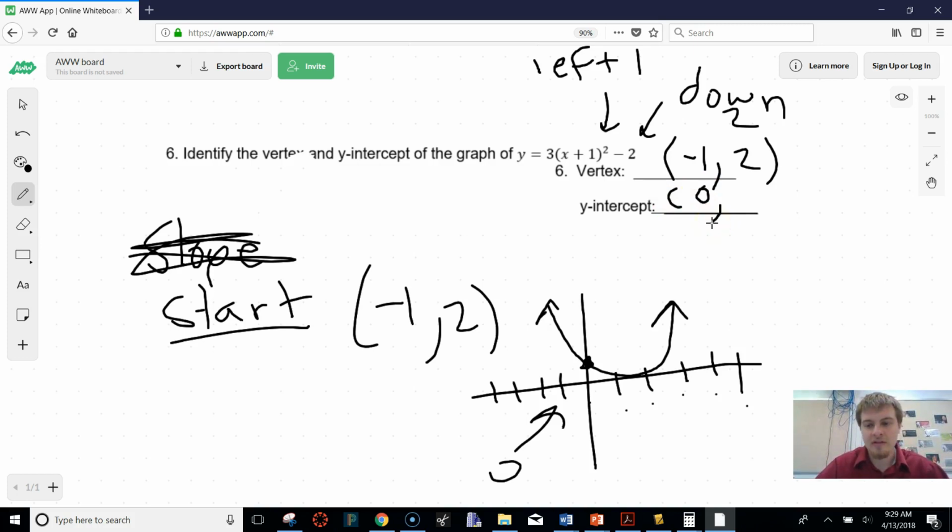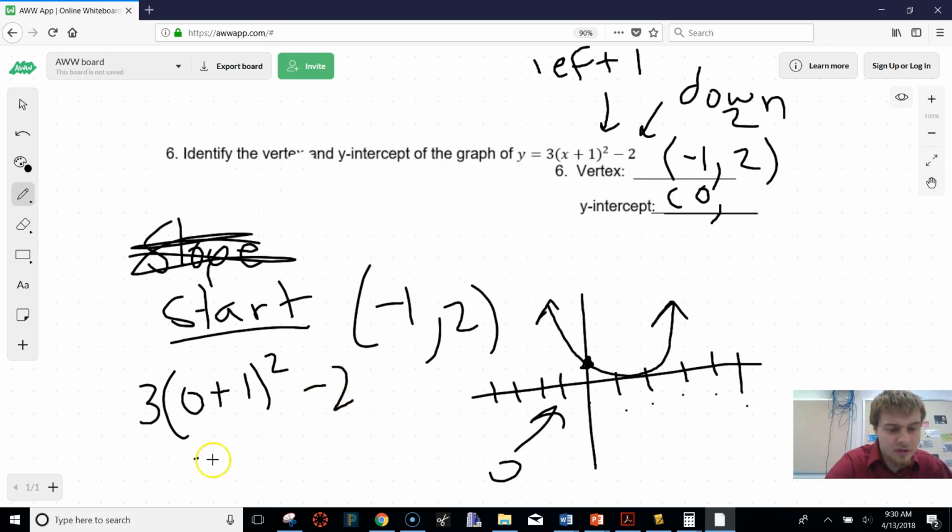And if I know the x value is 0, to find a y value, all I would do is plug that in. So I'm going to get 3 times (0 plus 1) squared minus 2. Well, 0 plus 1 is 1, so that's 3 times 1 minus 2. So 3 minus 2 is 1. And that would be my y-intercept. So my vertex is that start point, and they tell me the transformations. And then I find my y-intercept by just plugging 0 into my equation. Let's do the next one.